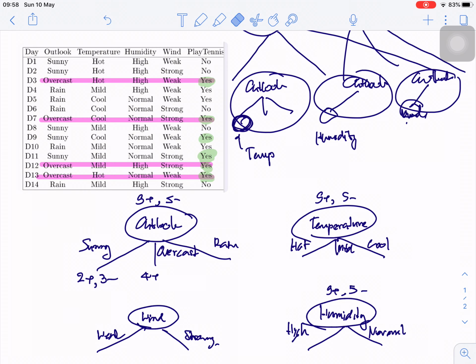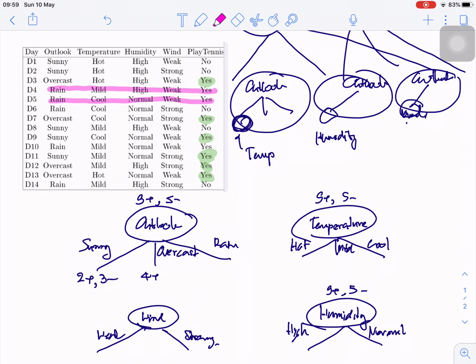And for the day of rainy, the rainy day, you can see that 1 rain, 2 rain, 3 rains, 4 rains, and 5 rains. In these 5 days, you have 1 yes, 2 yes, 3 yes. So it is 3 yes and 2 no, right?